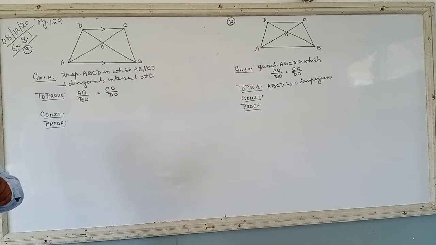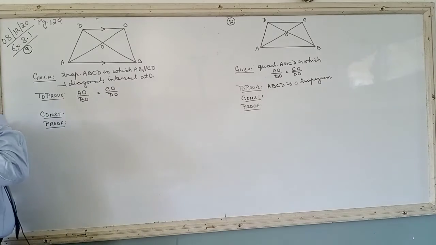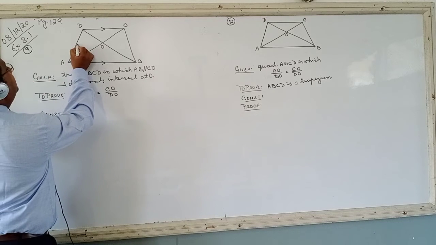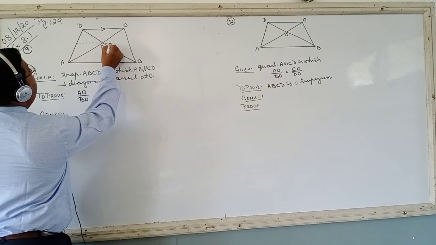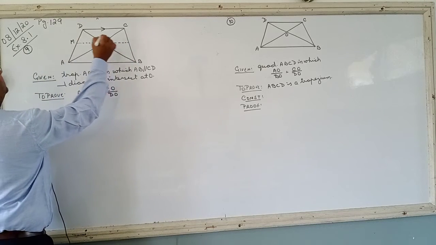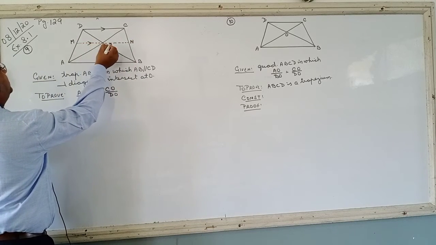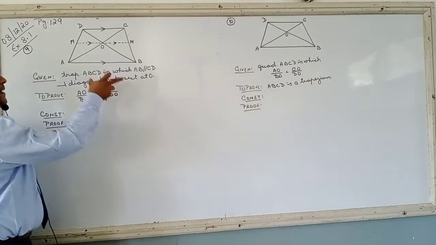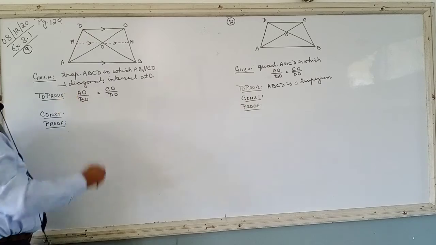Now the question arises, sir, where do we apply BPT? BPT is applicable in a triangle. There is no triangle with a parallel line, isn't it? So where do we apply it? So here we will have to do a construction. Just observe. We will divide this trapezium into certain parts by drawing a line parallel to AB and CD. This is MN, parallel to AB and parallel to CD. Since it is parallel to AB, it is automatically going to be parallel to CD.